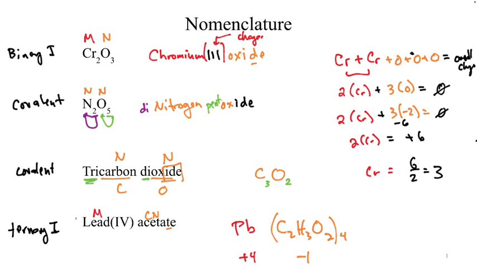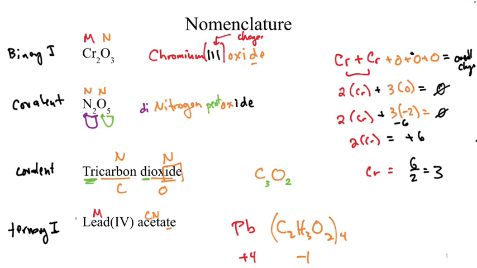Yeah, how do you know the acetate is only... I'll answer that question next. What is the point of this 4? What does it mean? There are 4 acetates. It does not mean lead has a +4 charge. That 4 means I have 4 acetates.